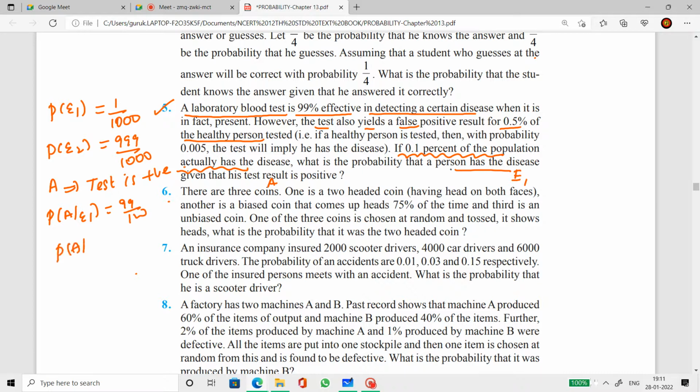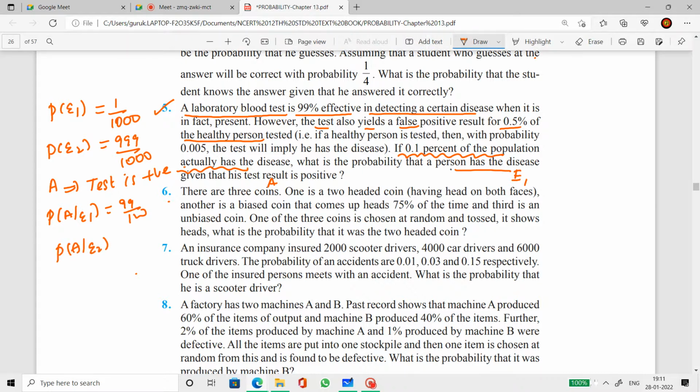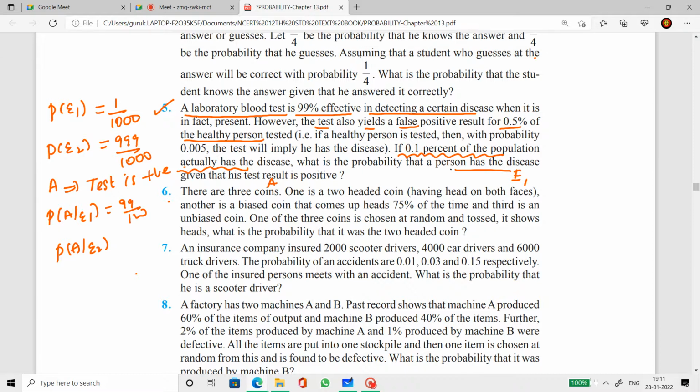And whereas A given E2 will be, the test result is positive, but the person is not positive. So that means it's a false result. As per the data, it's 0.5 percentage, which is 0.5 by 100. So you multiply by 10, so it's 5 by 1000. So this is how we find E1, E2, A given E1 and A given E2.